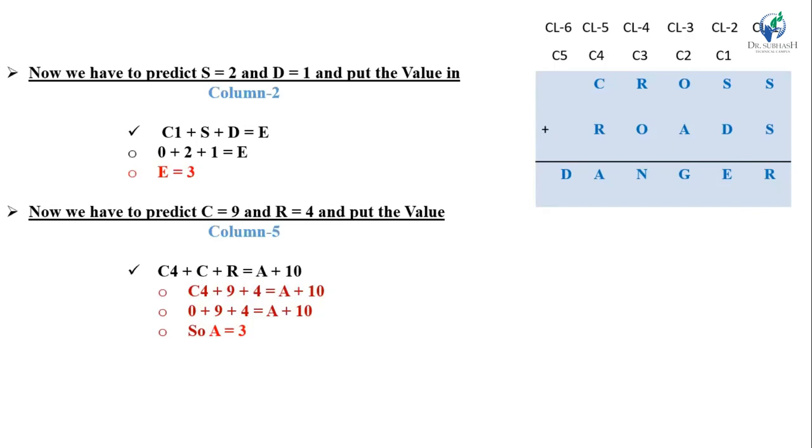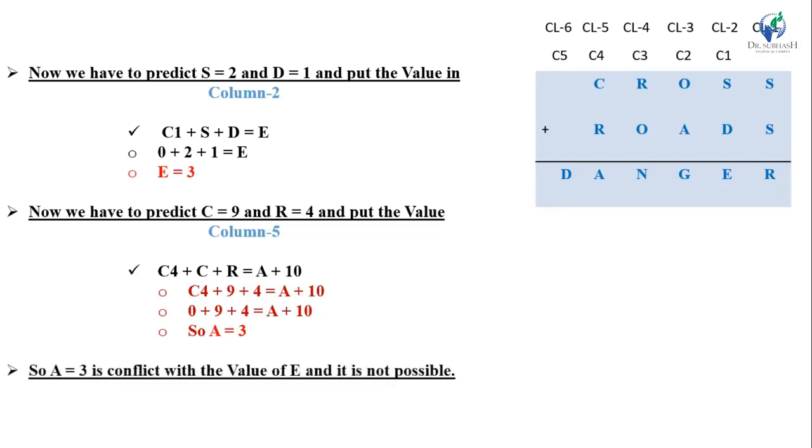So it conflicts with the value of E. So A is equal to 3 is not possible. So our prediction R is equal to 4 and S is equal to 2 is not possible. But C is equal to 9 is possible. Its value does not conflict with other alphabets.